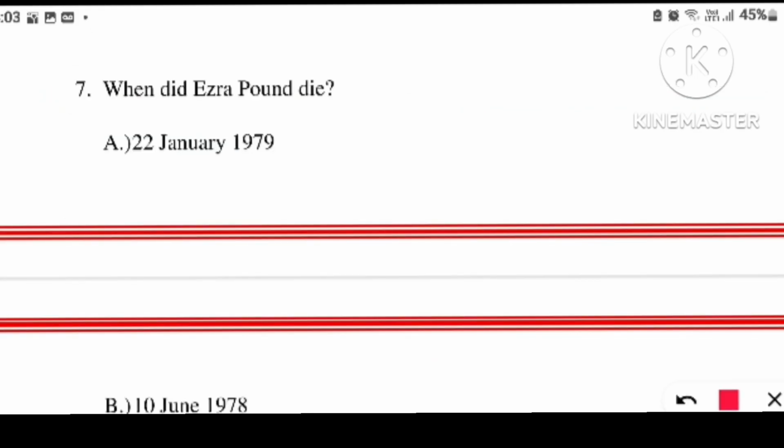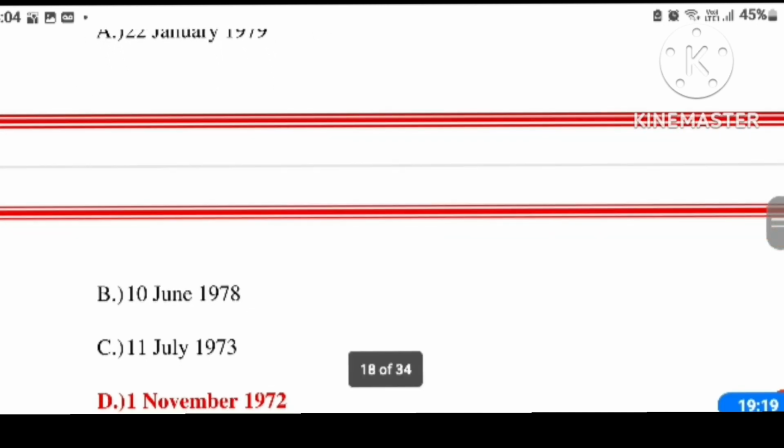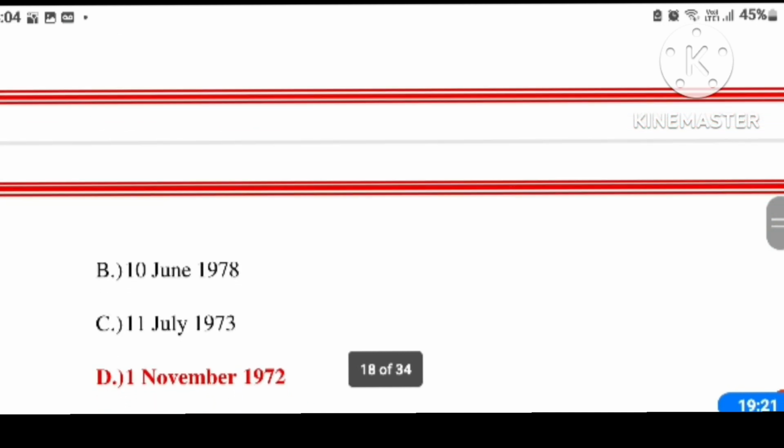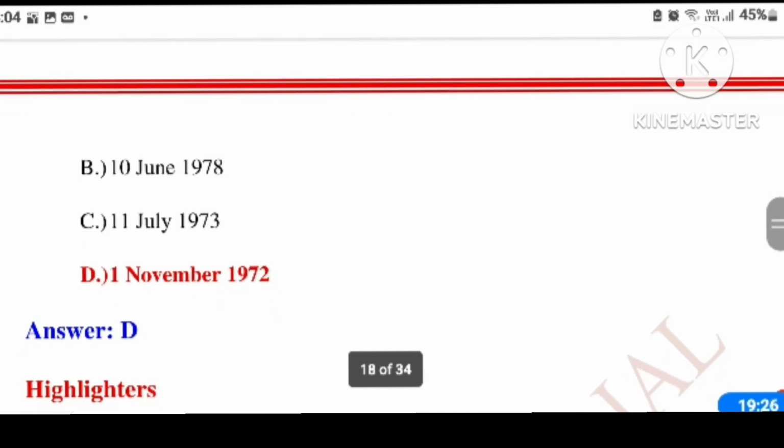Question number 7. When did Ezra Pound die? Option A, 22nd January 1979. Option B, 10th June 1798. Option C, 11th July 1973. Option D, 1st November 1972. So option D is the right answer, 1st November 1972. This is the date and the year when Ezra Pound left Earth.